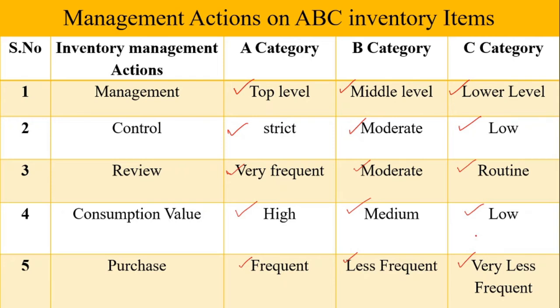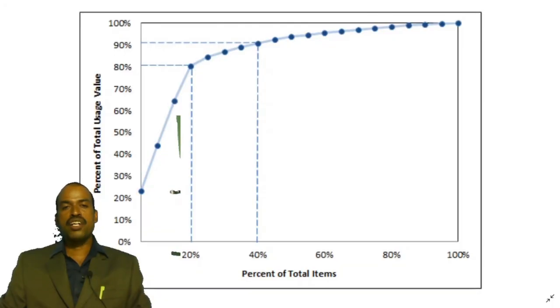These are the management actions, management steps on ABC inventory items. After knowing this ABC through the graphical presentation and illustration, management actions, meaning and objectives of the ABC analysis, after knowing all these things, it is very easy for the student to know the advantages of the inventory controlling technique, that is nothing but ABC analysis.